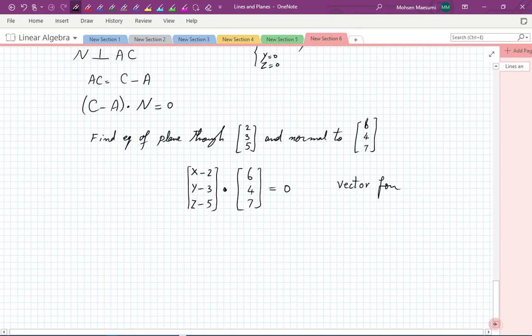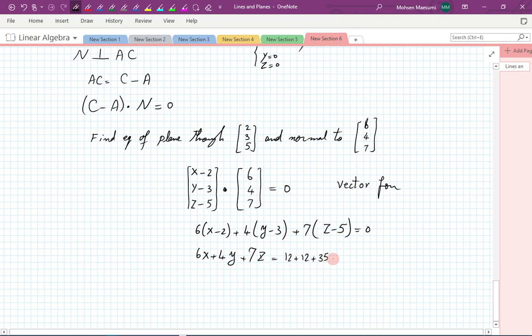Well, if you insist, I want to write it in a way I'm used to from previous classes, well, dot them. So it becomes 6 times x minus 2, 4 times y minus 3, 7 times z minus 5, whole thing 0. So let me multiply it out: 6x, 4y, 7z, bring everything else to the other side. So 12 and 12 and 35. So that's what? That's 59.